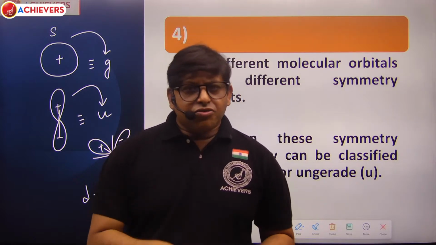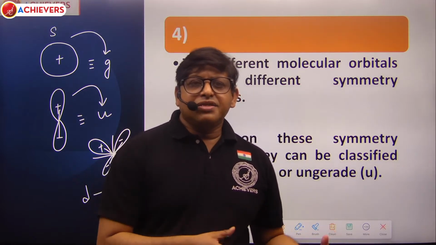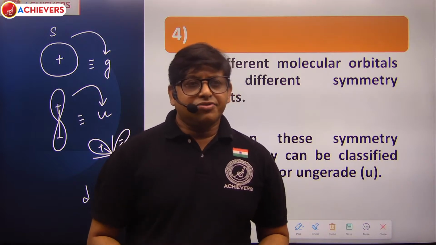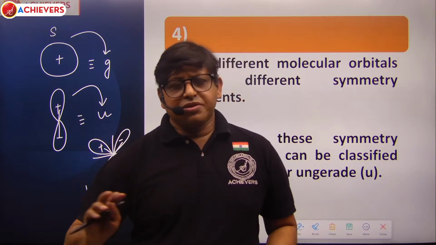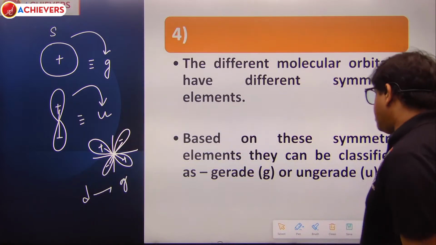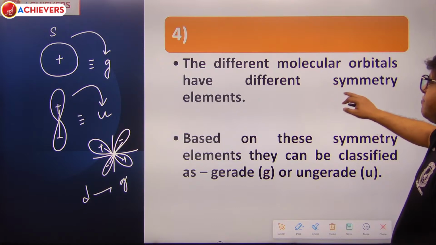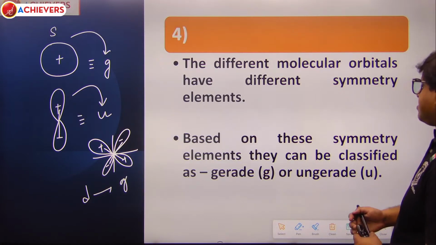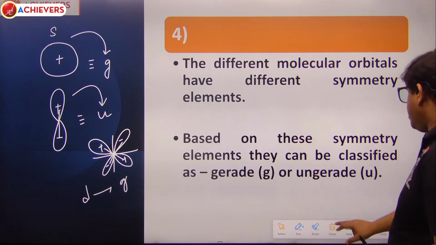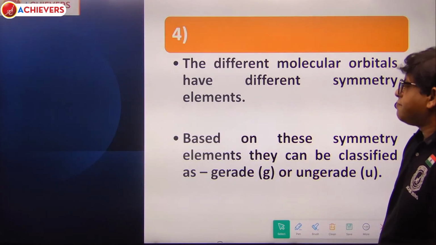Here we are not talking about atomic orbital symmetry, we are talking about molecular orbital symmetry, which will come later when we combine the atomic orbitals using the LCAO principle after this sub-lecture. So let us focus again on the fourth point. The different molecular orbitals have different symmetry elements, and based on these symmetry elements they can be classified as gerade or ungerade. Now let me go to the fifth point.